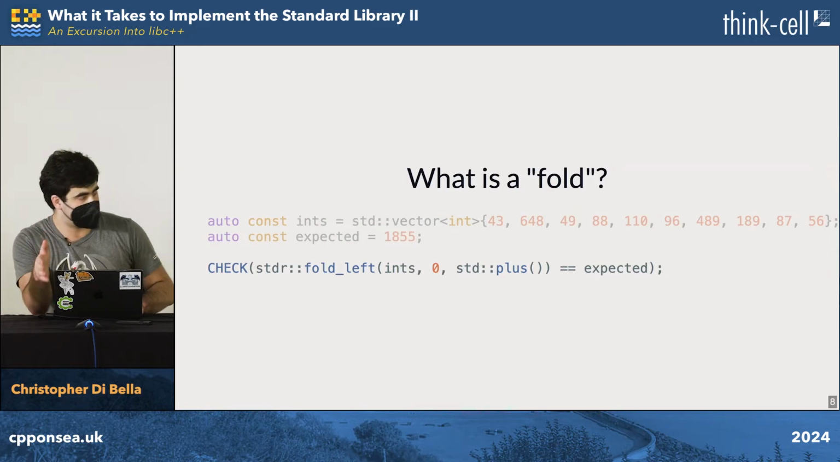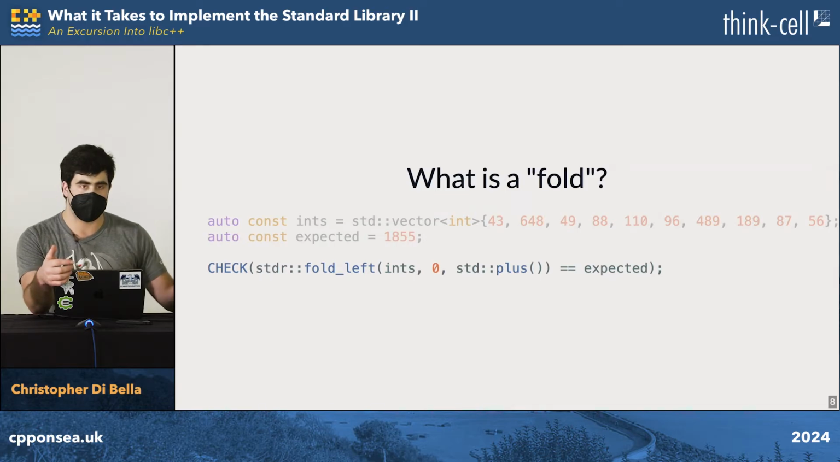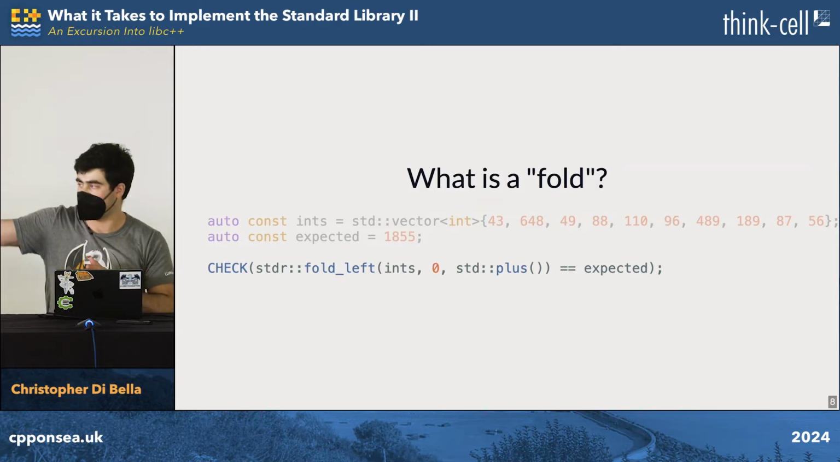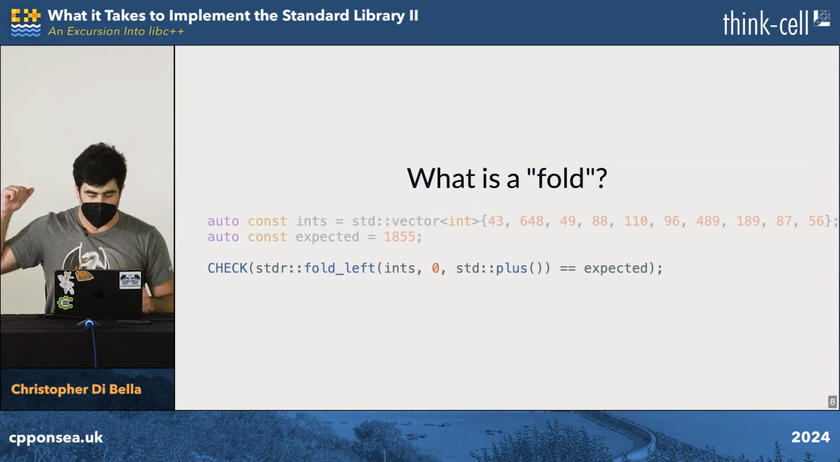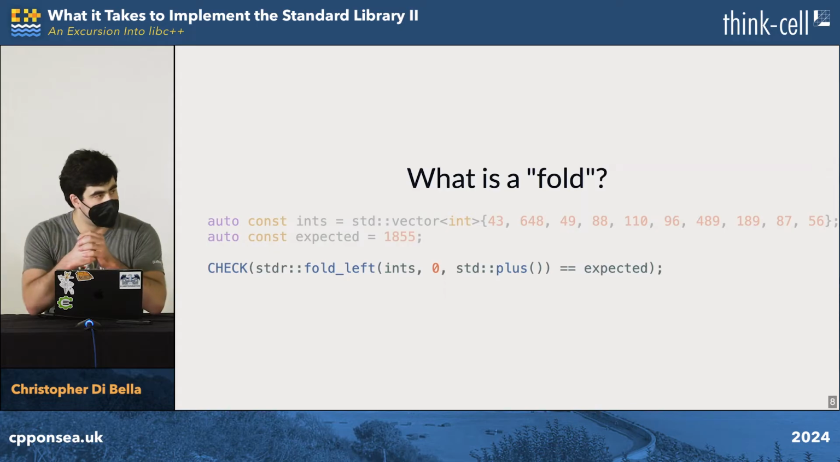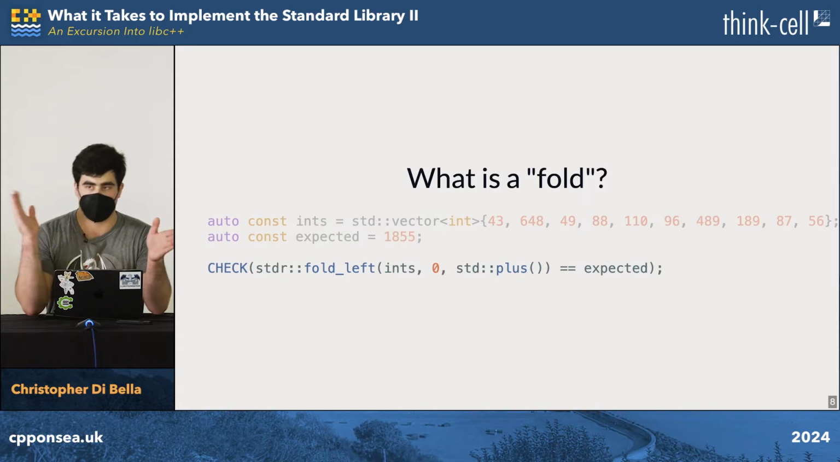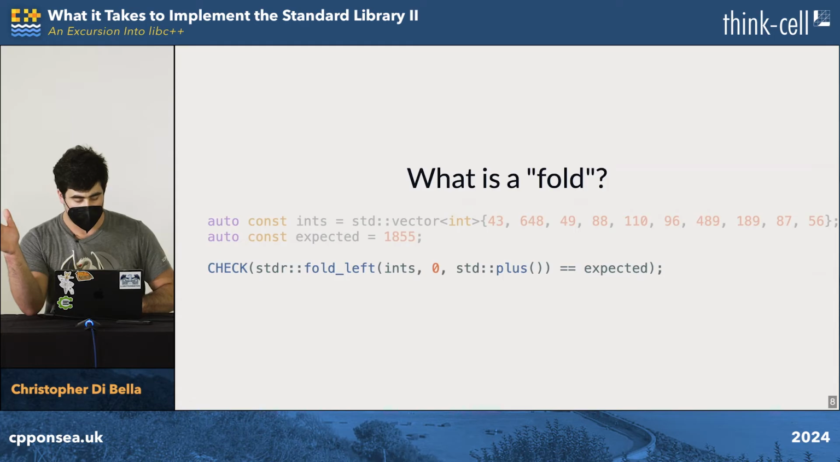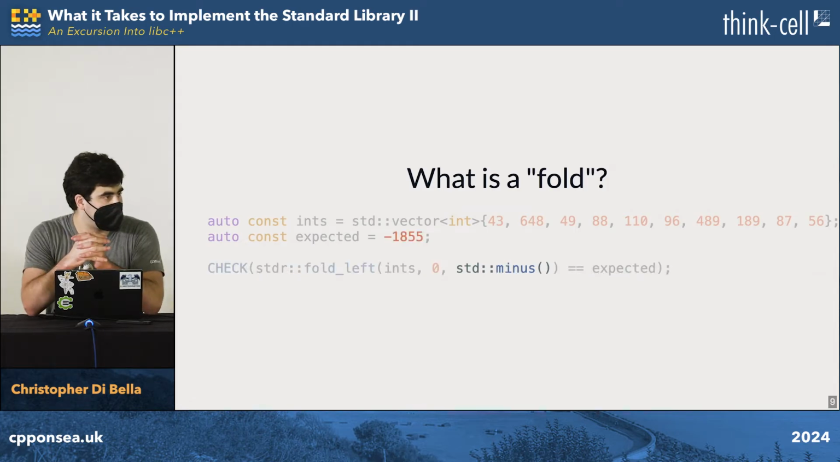The way this works is that it will add 43 to 648 to 49 to 88 to 110 and so on through to 56. And that's why we call it a left fold, because it works from left to right. So you might be wondering, well, if we pass in minus, what's the value going to be? Well, it's the same, but through subtraction.